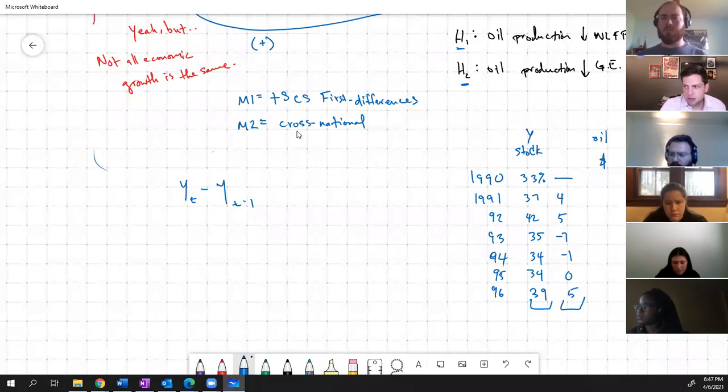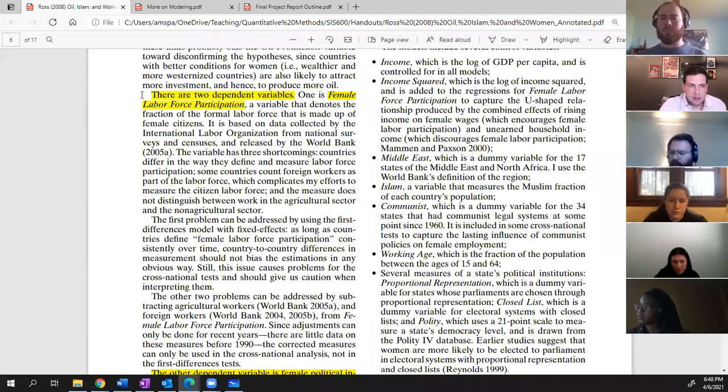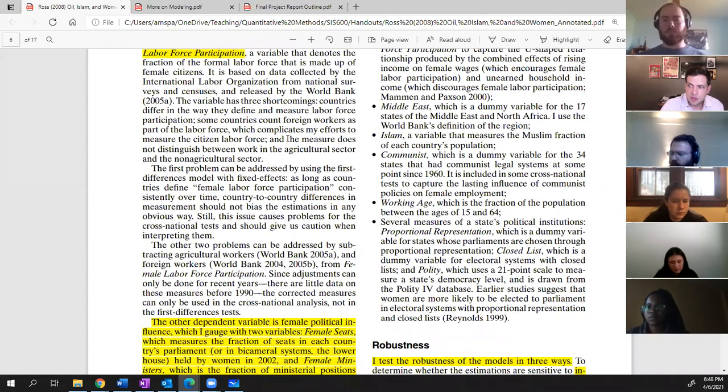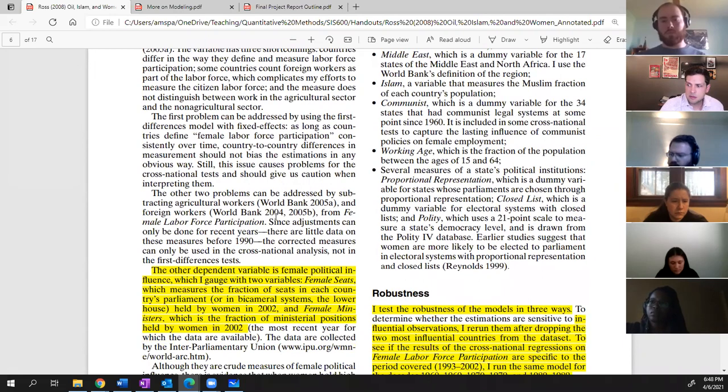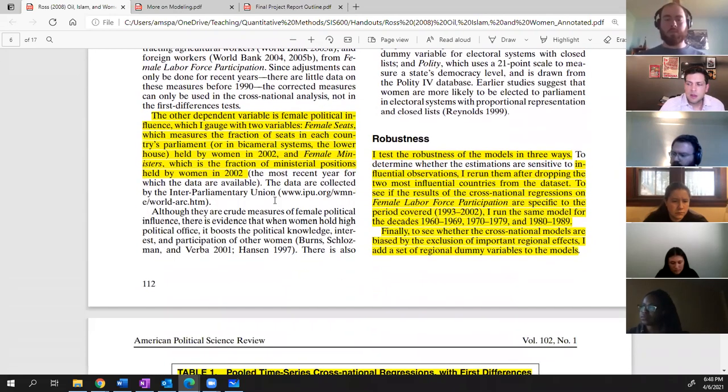Let's add another piece of empirical richness. First, Ross says there are two different dependent variables, and we already uncovered that a minute ago. So that's one additional form of empirical richness. He has two different hypotheses, and he has an independent variable for each of them. One is women's labor force participation. The other is women's political influence. He studies female labor force participation with this data from the World Bank. The other dependent variable is women's political influence.